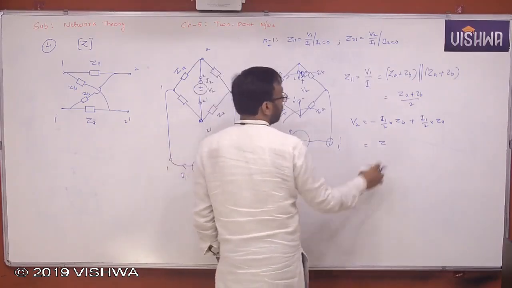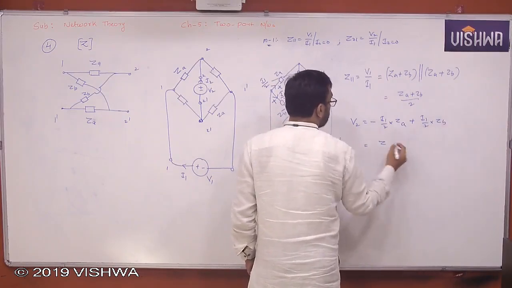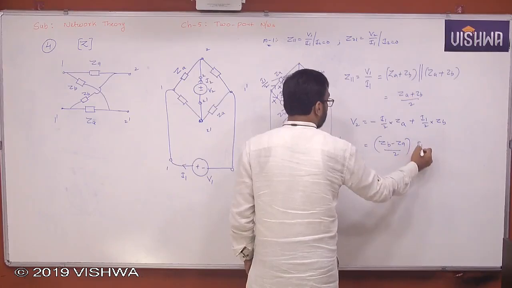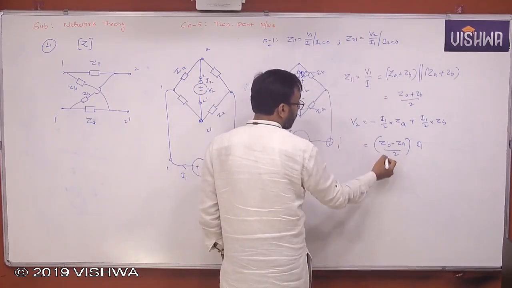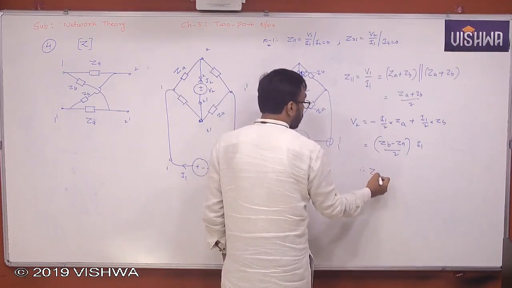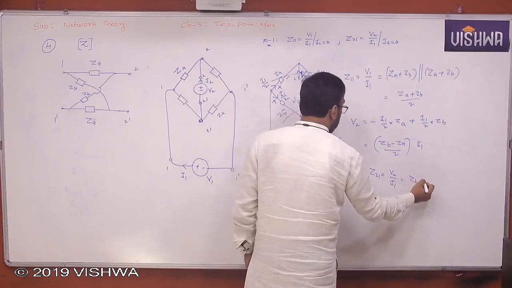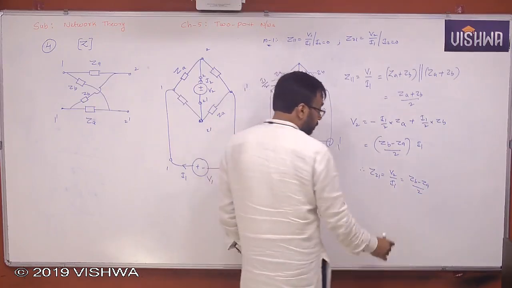Yeah, this is ZA, right? So this is ZA and this is ZB, right? Okay, ZB. So ZB minus ZA by 2 into I1. Obviously V2 by I1, V2 is equal to something into I1. This something is nothing but Z21. Therefore, Z21 is nothing but V2 by I1, which is nothing but what? ZB minus ZA by 2. Agree all of you? Okay.